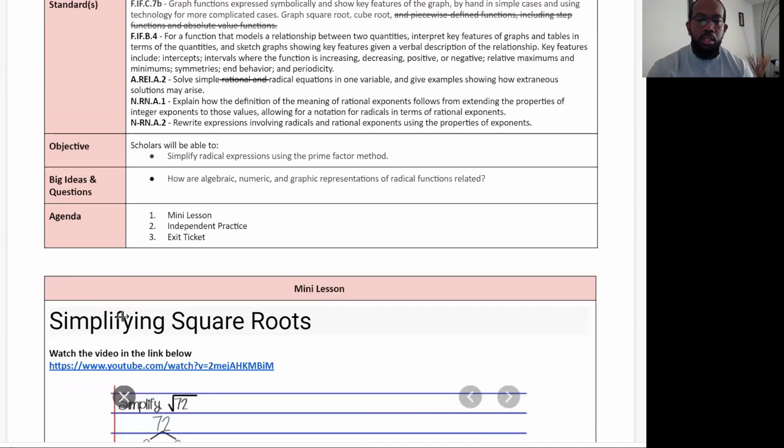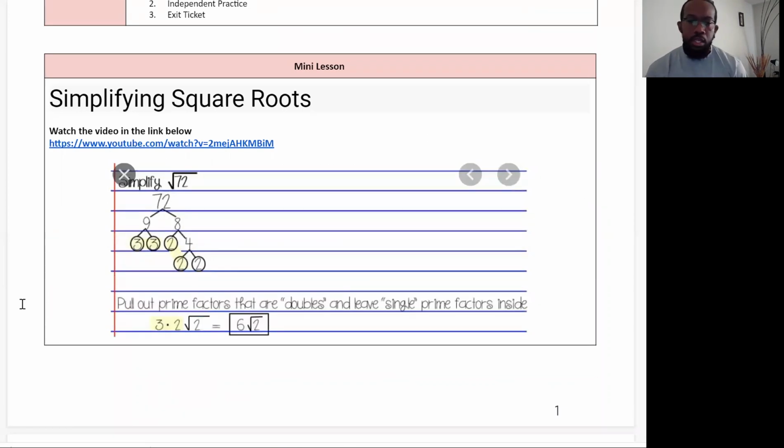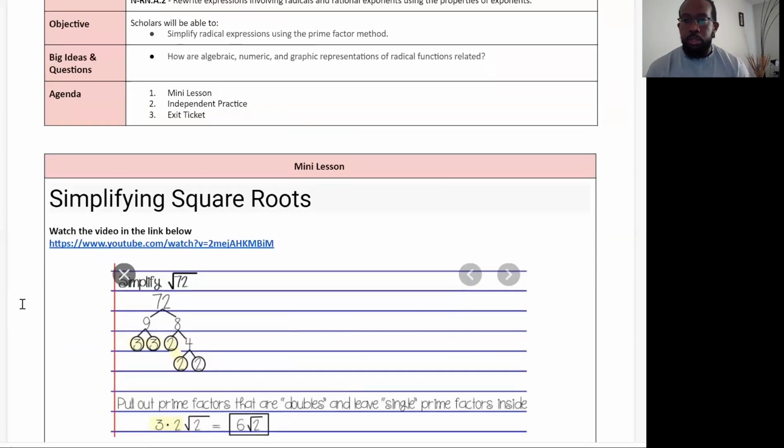Now on Wednesday, you guys learned how to find the prime factors of regular numbers. You're going to be using a similar technique to solve these radical expressions. Okay, so I'd like you guys at this time to pause this video and watch the video that is linked below, and then resume playing this video. Okay, so watch the video in the link below, which is also linked right here in your student-facing document, and then resume playing this video afterwards. Thanks.